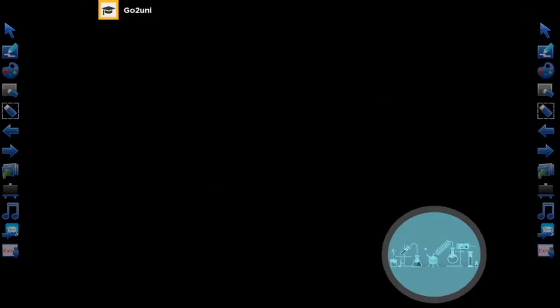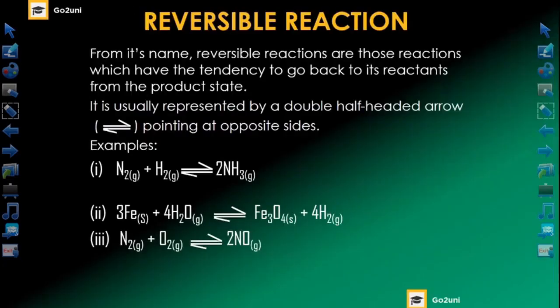It includes, as we can see displayed, nitrogen plus hydrogen to give ammonia. That is a reversible reaction. When iron combines with steam to give triiron tetraoxide and liberates hydrogen is also reversible. And the reaction between nitrogen and oxygen to give nitrogen(II) oxide is also a reversible reaction.